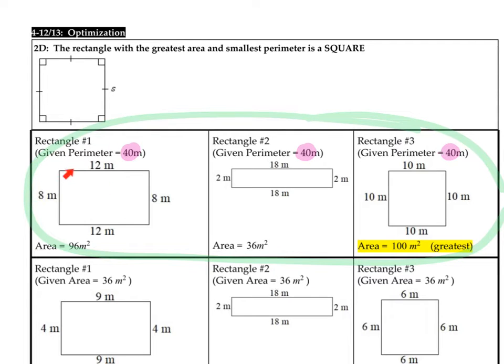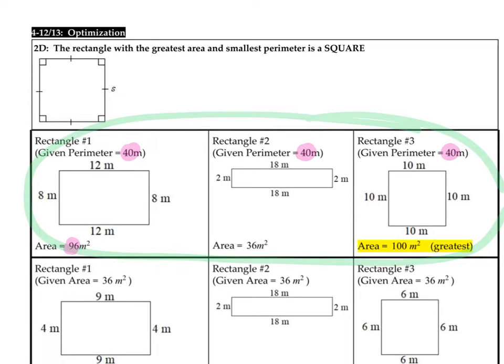So you can see this one, the length is 12 and the width is 8. They all add up to 40. Here the length is 18, the width is 2, they add up to 40, and 10, they add up to 40. Now it's important to note that these are not drawn to scale. And depending on how you've arranged the rectangle, the areas will change.